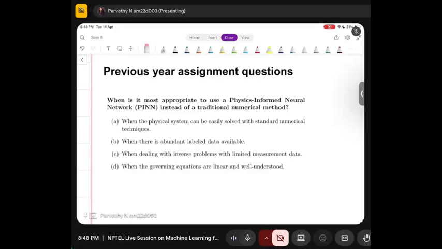By incorporating physical laws into the loss function, PINNs can leverage the physics to compensate for limited data. This is what is given as an explanation in the previous year assignment solution. Traditional methods often require dense discretization or are ill-suited for inverse problems without heavy regularization. So the answer is when dealing with inverse problems with limited amount of measurement data.